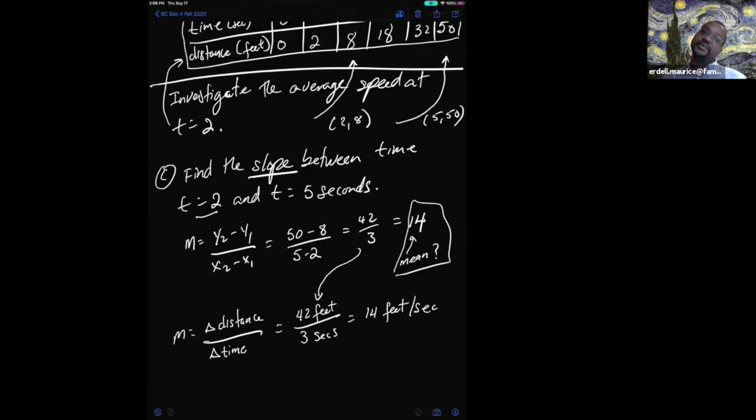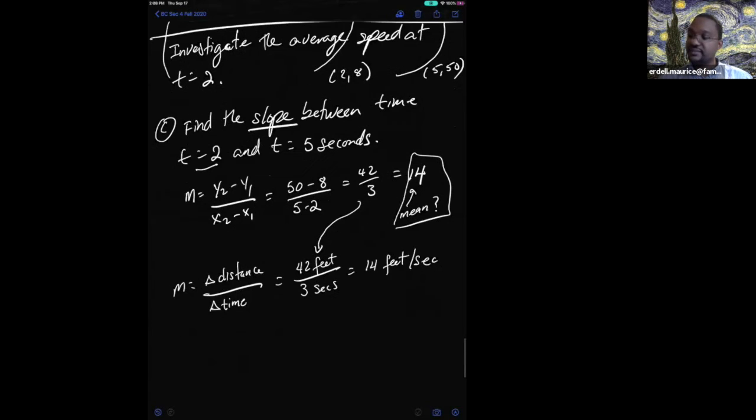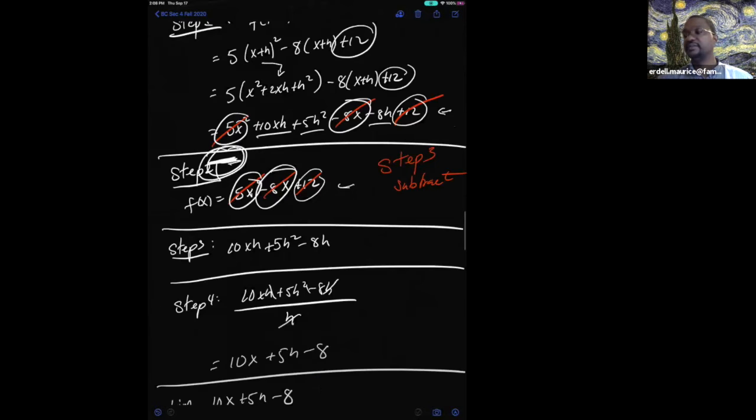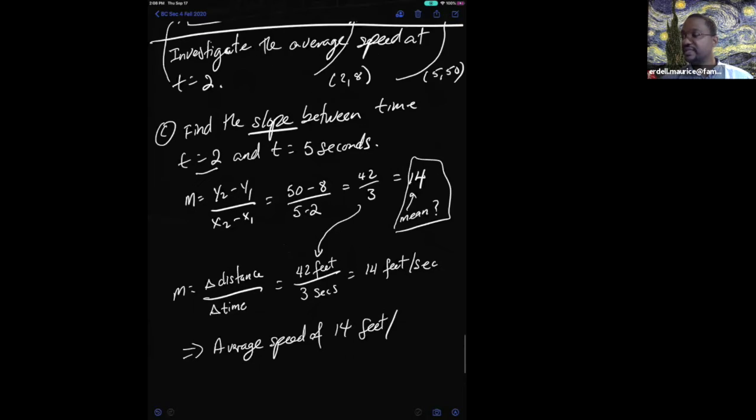Over that time period from 2 seconds in my journey up until 5 seconds into my journey, I covered 42 feet in that time. And I did it in 3 seconds. And so that means I traveled at an average speed of 14 feet per second.